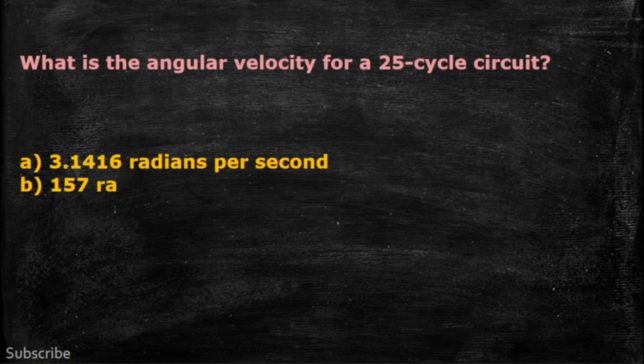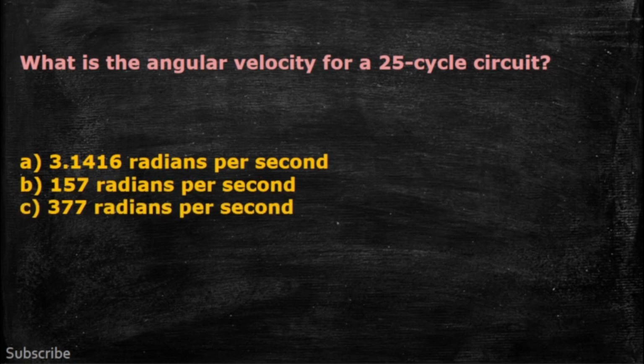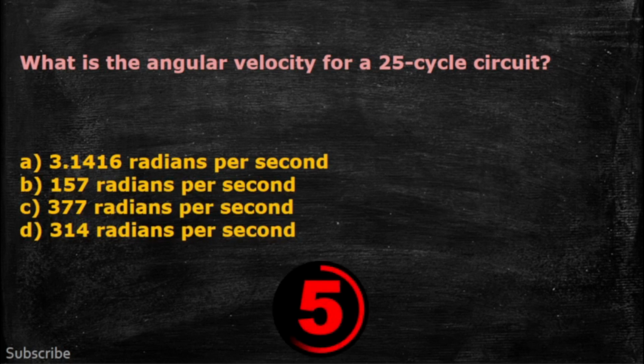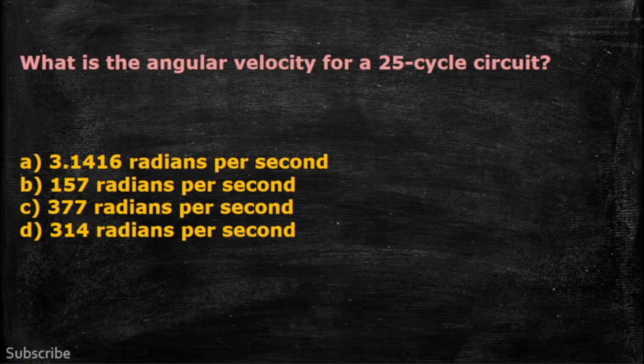Question number 33. What is the angular velocity for a 25 cycle circuit? A. 3.1416 radians per second, B. 157 radians per second, C. 377 radians per second, D. 314 radians per second. The correct answer is letter B, 157 radians per second.